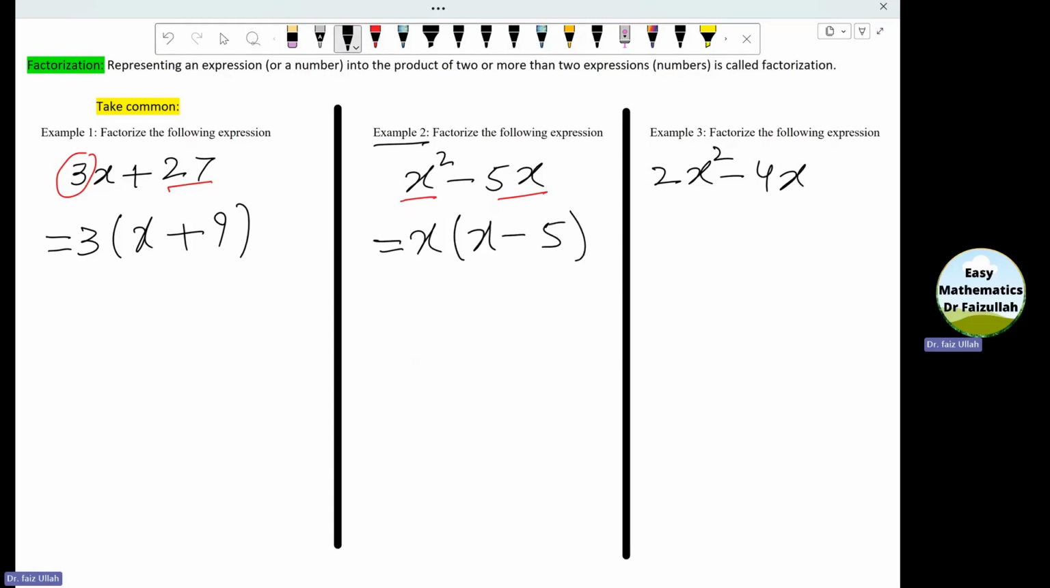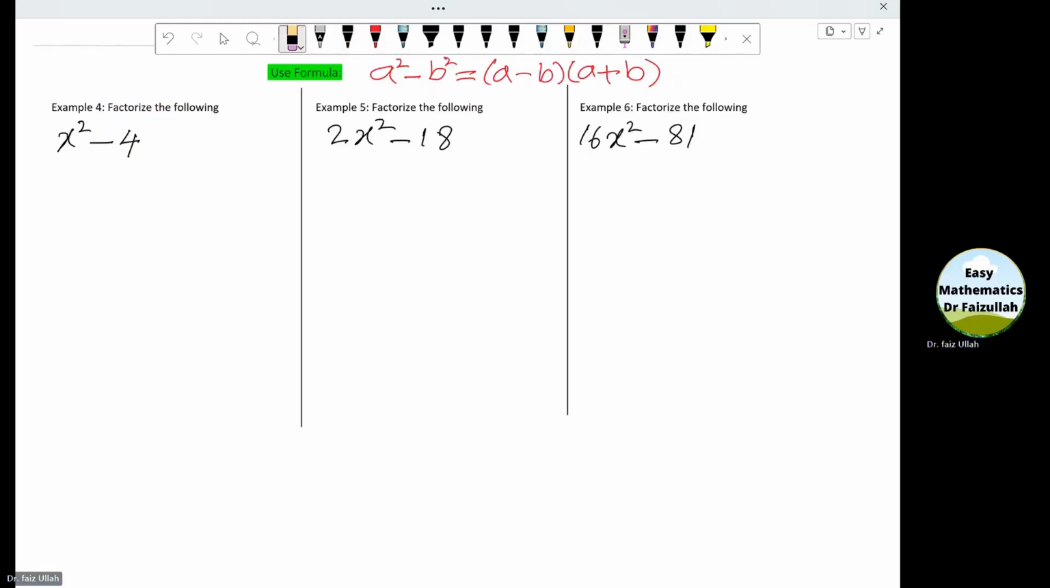Now look at example number 3. In this example, we can see that 2 and x are common in both terms. So just taking 2x common, we have 2x into x minus 2, and that is the required factorization of the given expression.